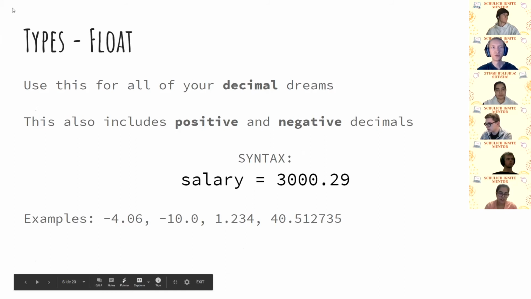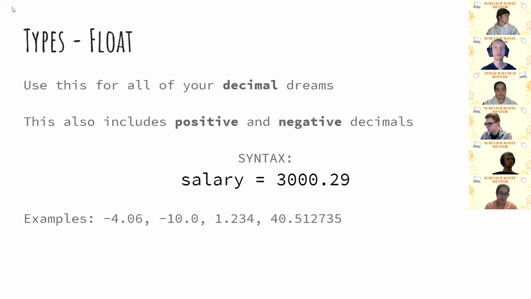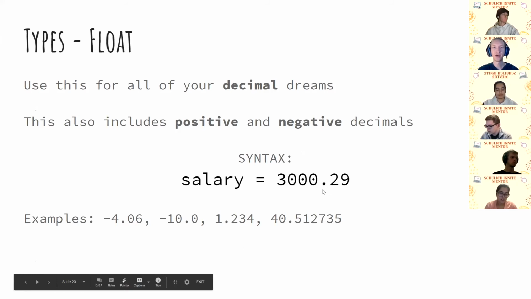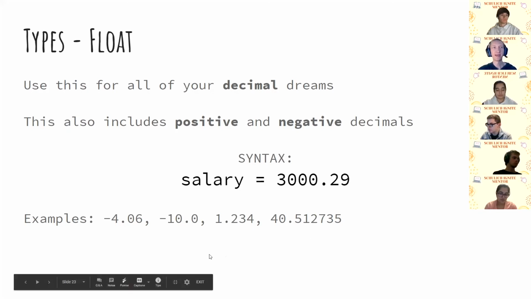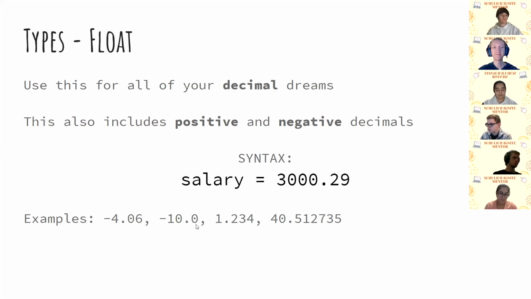Pretty similar are the numbers that have decimal places, and these we call floats. That's because they have this decimal place. You can call it a floating point. To create these ones, you need to have that decimal place in there, and that's going to make it a float. There are some examples here, and you can notice also that even if you have a dot 0, that is also considered a float.